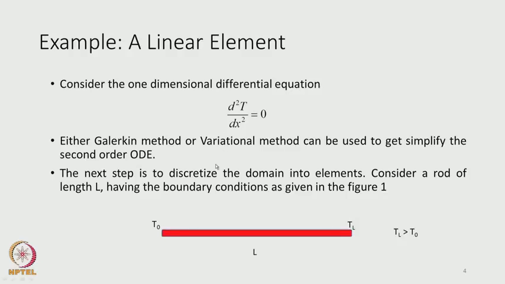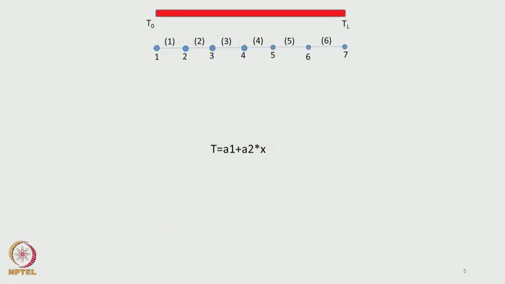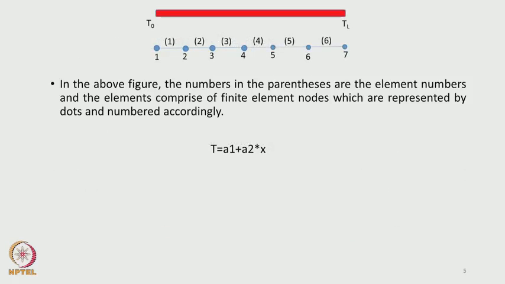So, consider a rod with length 0 on the left hand side and the length running to the other side, the length corresponds to L, and the temperature on one side is T0 and the temperature on the other side is TL. We make a small restriction that TL is greater than T0, that is, the right hand side temperature is greater than T0.